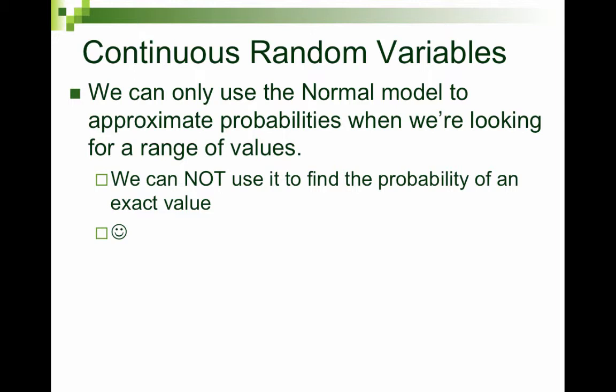So in that case, we wanted to know the probability that we were going to fall short of 1850. That means that it could be anywhere from 0 to 1,849. That is a range of values. Therefore, it's okay to use the normal model. You cannot use the normal model to find an exact probability.